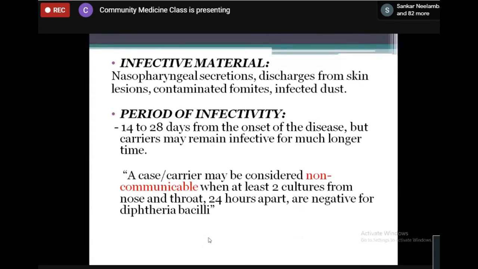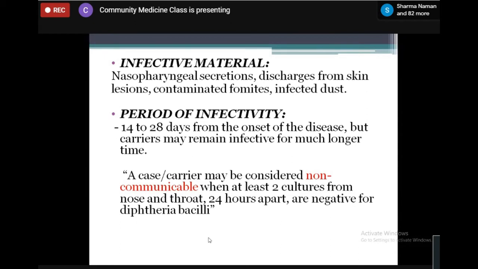So what are the materials which, if you handle them without precaution, you can acquire the disease? Nasopharyngeal secretions, sputum, secretions from the nose. Discharges from skin lesions: if the diphtheria has affected the skin, the person develops cutaneous lesions, wounds in the skin. So those are the discharges erupted from the skin lesions.